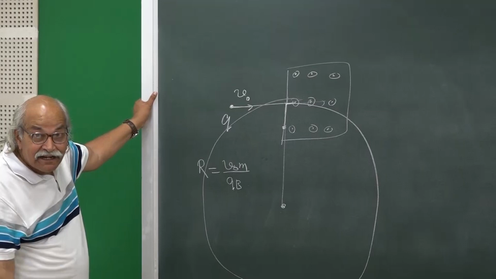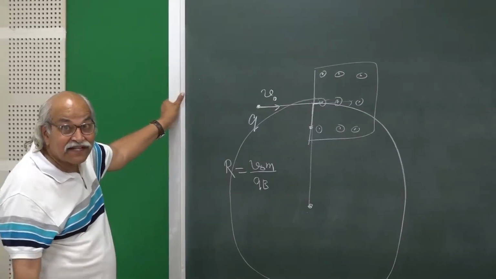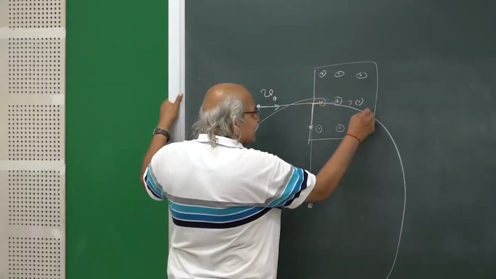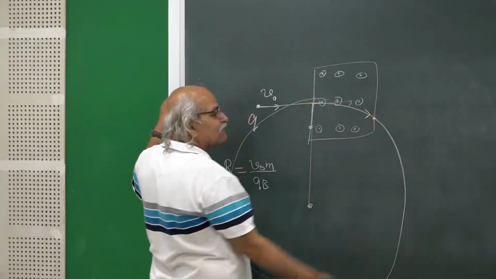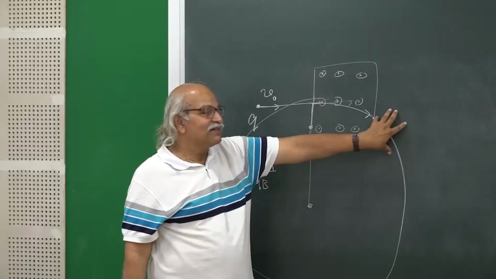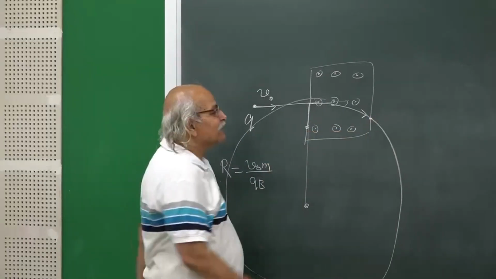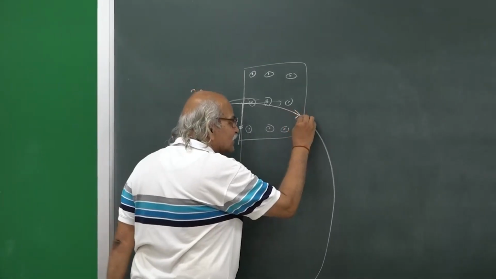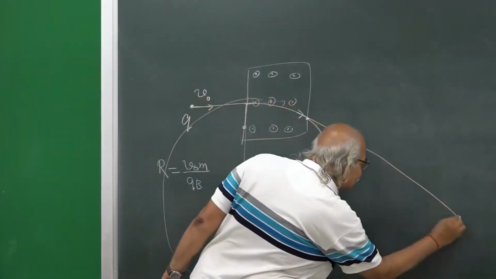Will it go in a circle? Will it complete the circle? It will not, because once it reaches here, there is no more magnetic field. So no more bending, and therefore it will go on a straight line, drawing a tangent to this. On this line it will go.